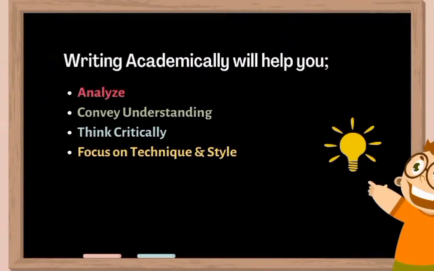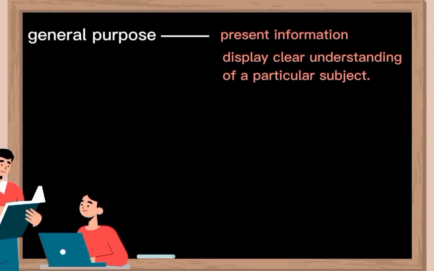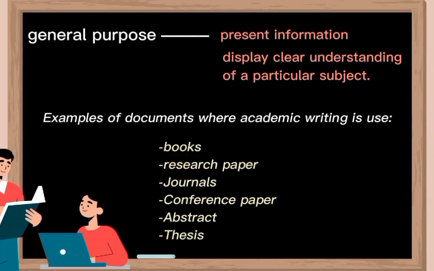Writing academically will help you analyze, convey understanding, think critically, and focus on technique and style. The general purpose of academic writing is to present information in order to display clear understanding of a particular subject. Examples of documents where academic writing is used: books, research papers, journals, conference papers, abstracts, thesis.